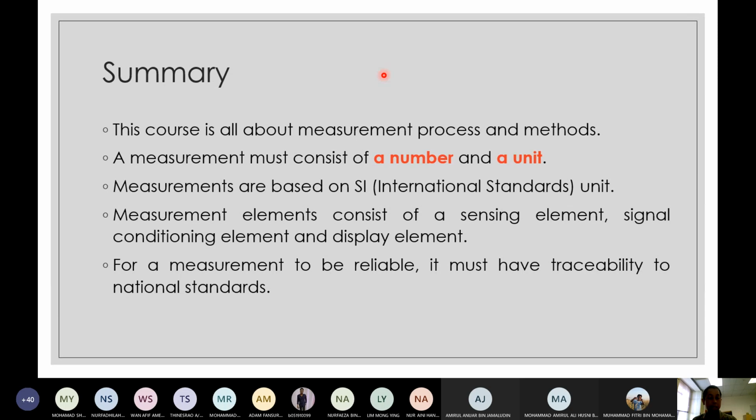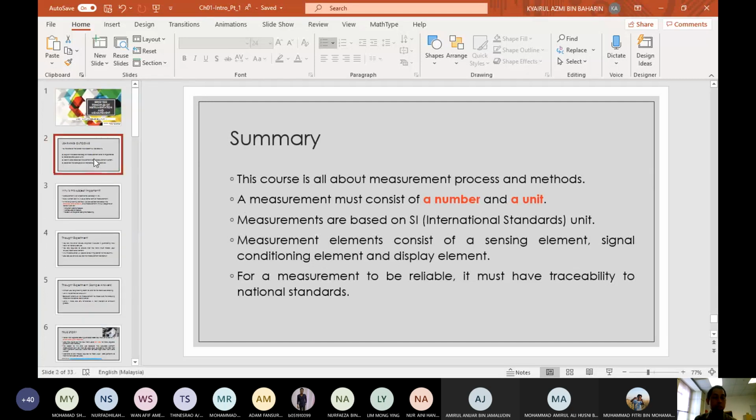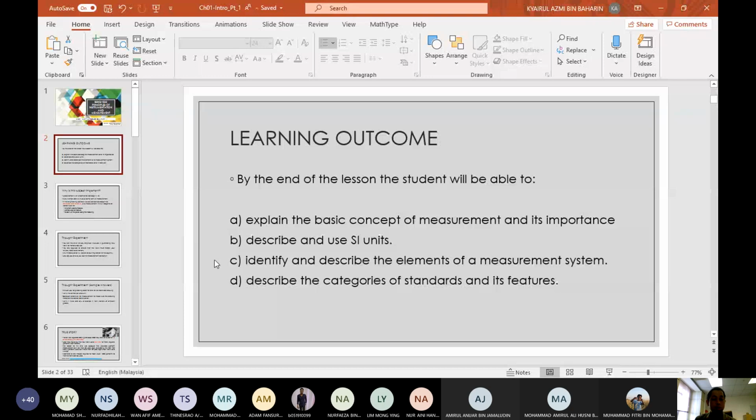Okay, before I end, let's go back to our learning outcomes to make sure that I have covered what is intended to be covered today. By the end of the lesson, the student will be able to explain the basic concept. I've already done that. Describe and use SI units. I have described them, but of course the use of SI units we need to explore a bit later. But we know how to use it, that's the important point. Identify and describe the elements of a measurement system. I already explained that also. And describe the categories of standards and their features. So I've covered the objectives that I wanted to cover today.